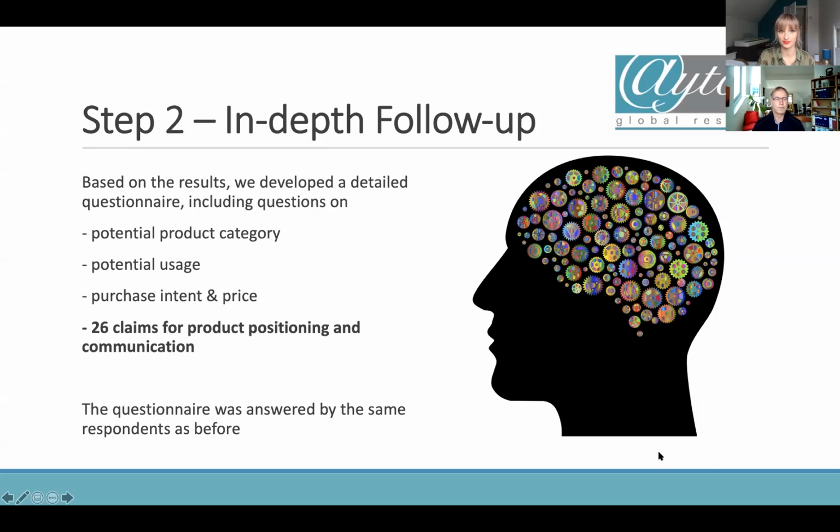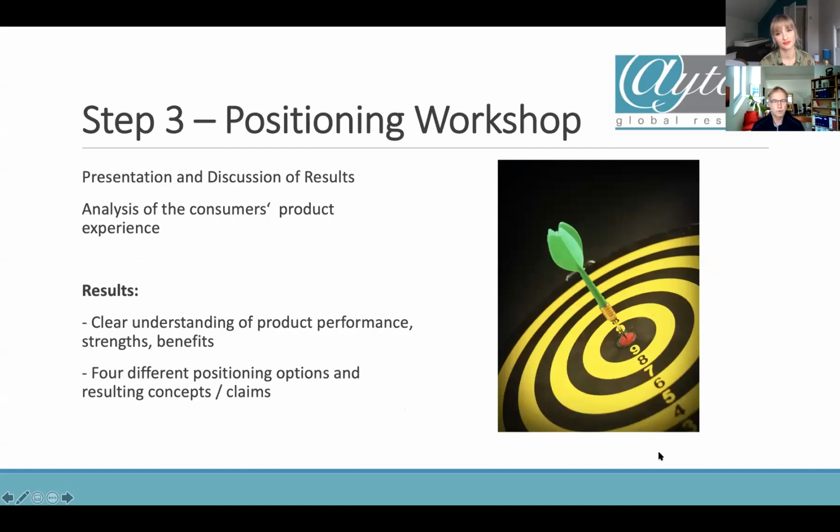So when we got this feedback from this in-depth study, we made a workshop together with a client where we presented the results and discussed with them and had a full day of analysis and discussions and building. And in the end, we had jointly a fairly good understanding of how the product performs, what the strengths were, what the benefits were, which allowed us to build 4 different positioning options in full concepts with how you could name the product, what kind of claims you could use, how the packaging would look like, where you put it on the shelf, which category it would be in, etc. Which then the client could take home and work from.